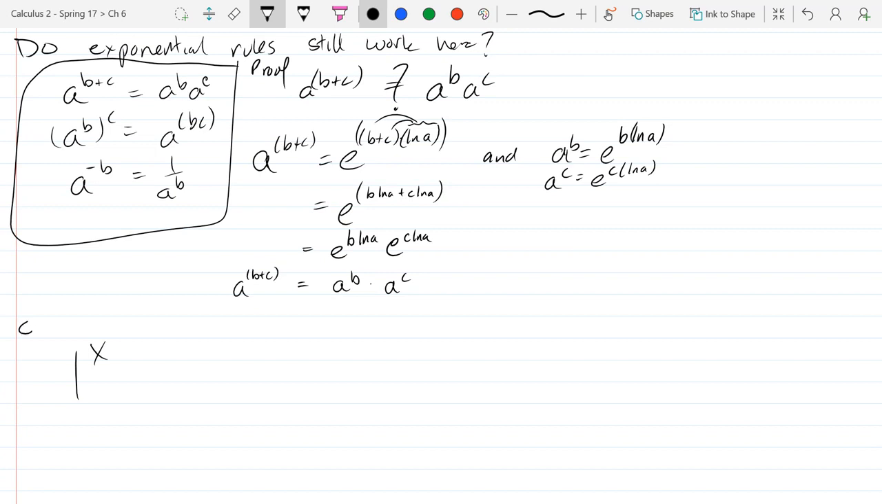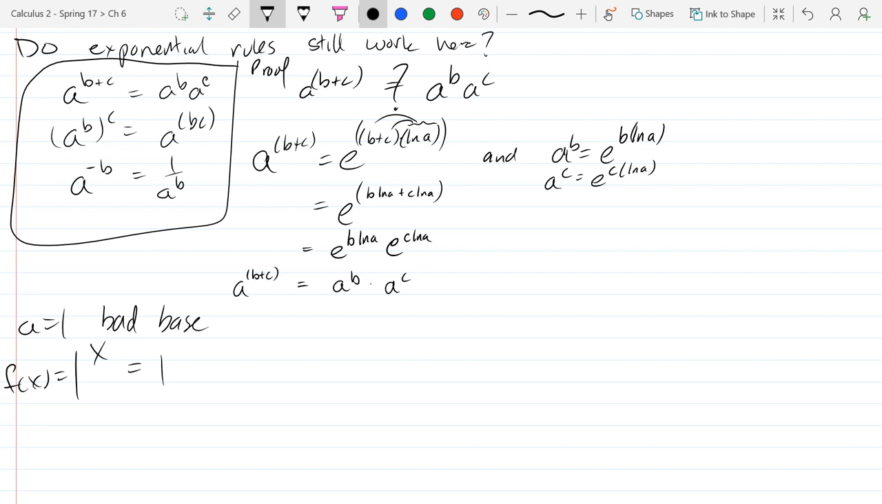So why is a equals 1 a bad base? What is 1 raised to any power? Well, I should say 1 raised to almost any power is itself 1. So this is a very boring function. It's a constant function, always 1. So that's why we don't use 1 as a base.